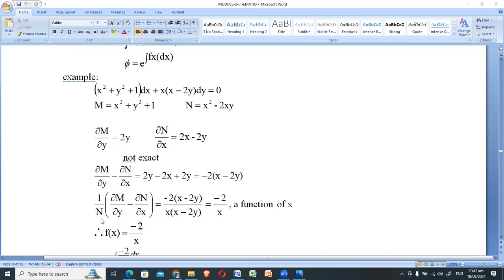Now, after that, you can divide it by n because as per formula, it should be divided by n. So this is your n, but you can use this one because it's already in factored form. And it would be easy for you to cancel what's common. So you could see that based on this difference of the partial derivatives and this n here, you can cancel the x minus 2y, leaving you with a negative 2 over x, which is solely a function of x. Then you're good to go in determining your integrating factor because it's just a function of x. So you have negative 2 over x in the case.